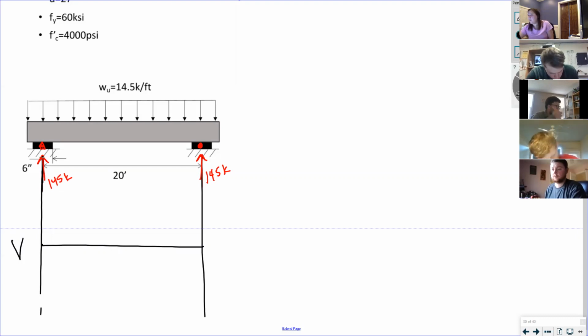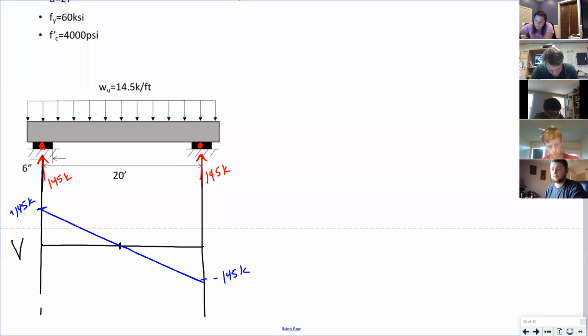And if you remember anything, probably it's 0 at the center, positive 145 on one side, negative 145 on the other. See if I can draw a straight line. Yeah, pretty close.